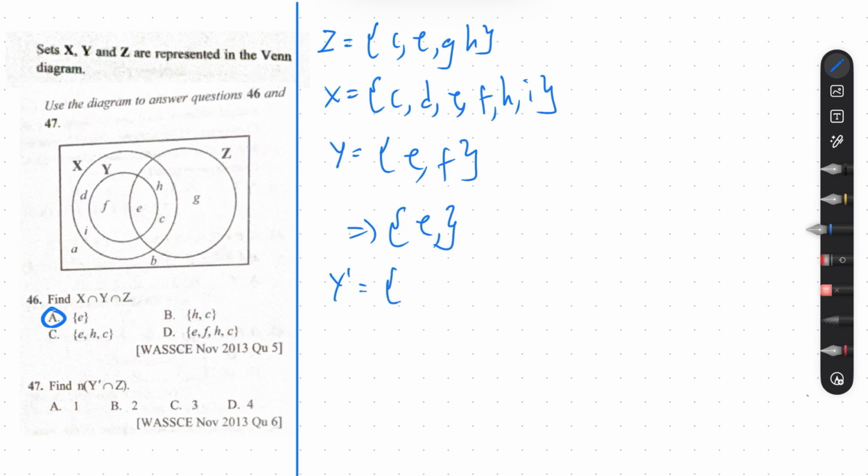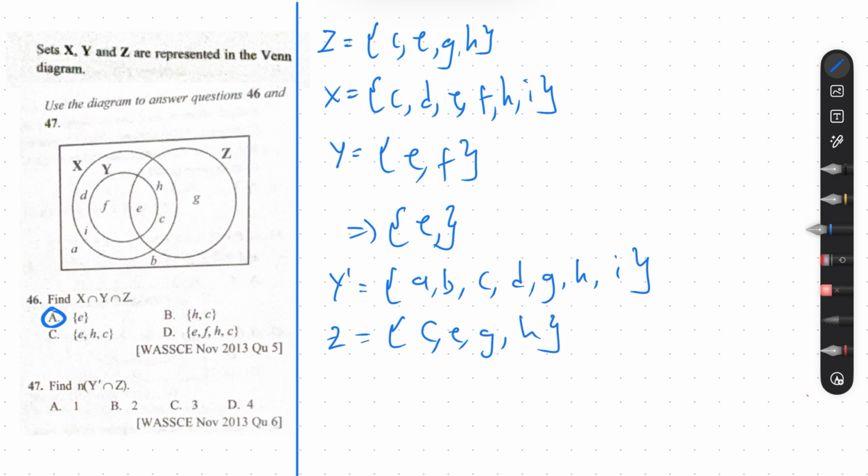So let's start from A. So we have A, B, C, D. E is not part, F is not part. So let's go to G, H, I. Okay, that is our Y complement, and then our Z is right here already. So let's bring it back here so we can see it properly. Our Z is right here. So C, E, G, H.